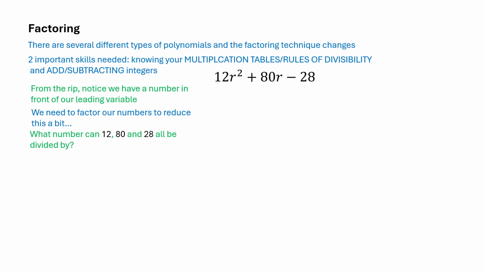So what number can 12, 80, and 28 all be divided by? Did you guess 4? That's right. So divide by 4 under each of the terms and put it in parentheses.